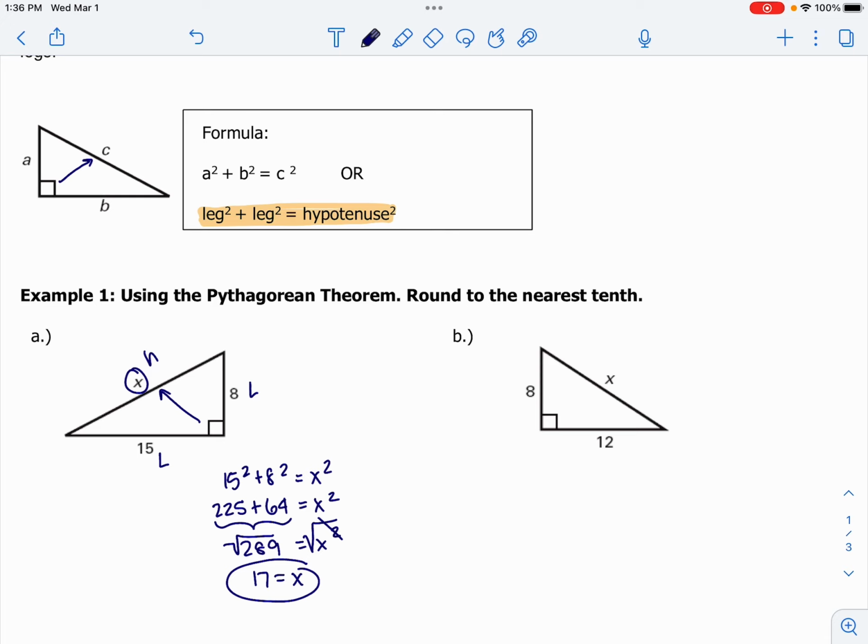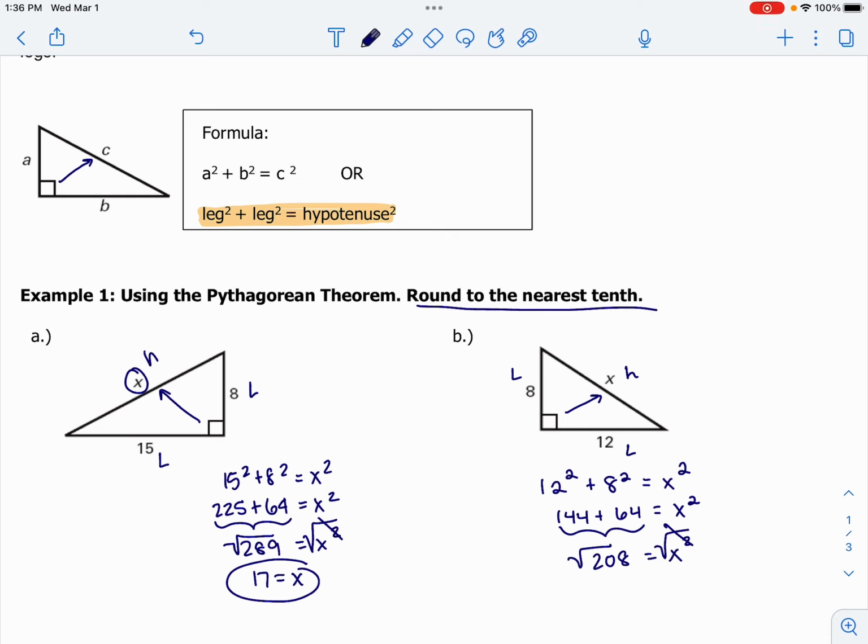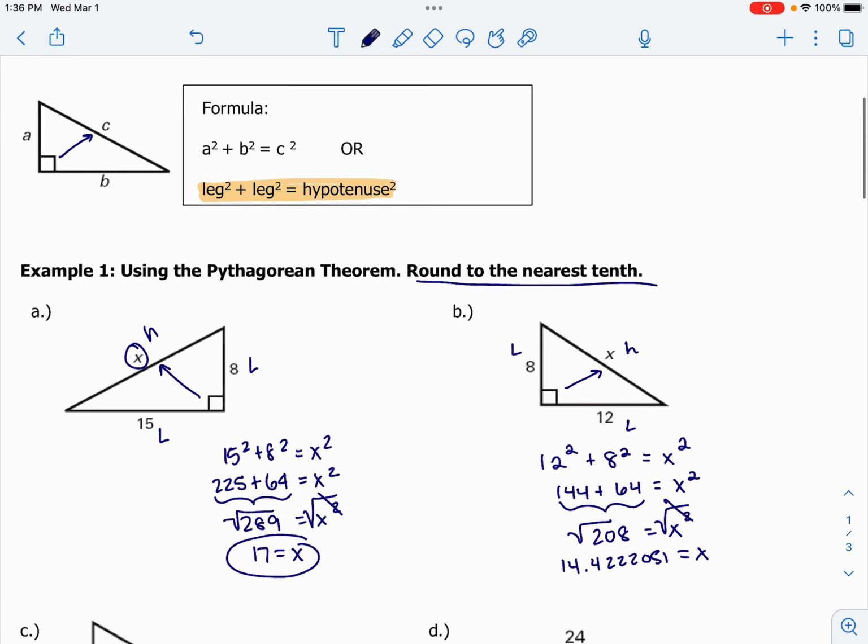Okay, so for example B here, again, x is this hypotenuse, and my legs in this one are 8 and 12. Doesn't matter which leg goes first. So I'm going to do 12 squared plus 8 squared equals x squared. 12 squared is 144 plus 8 squared is 64. I'm going to add 144 and 64 together, which is 208, equals x squared. Your last step is to square root both sides. So on my calculator, I'm going to square root 208. It tells me in the directions to round to the nearest tenth. So when I square root this, I get 14.422051. And to the nearest tenth, that's one decimal place. So I look at the number after it, which is a 2. That is not going to change that 4. So 14.4.